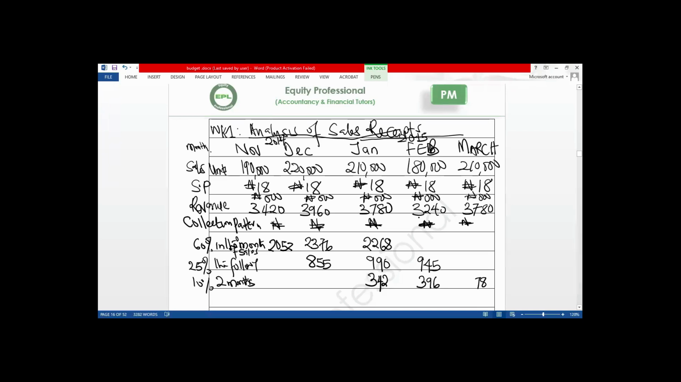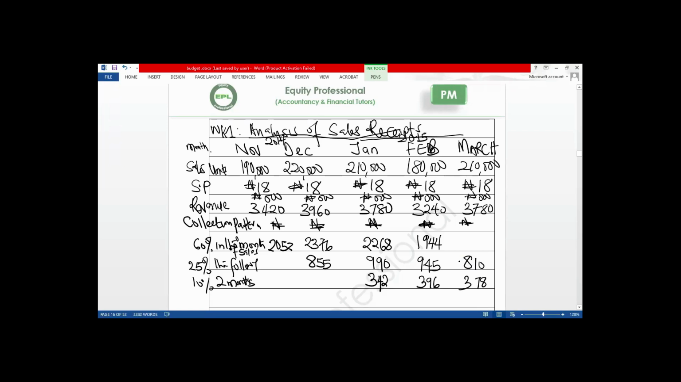February revenue is 3,240. 60% to be collected in the month of sales. Please compute. That is 1,944. 25% to be collected the following month. 810. That will be collected in March.